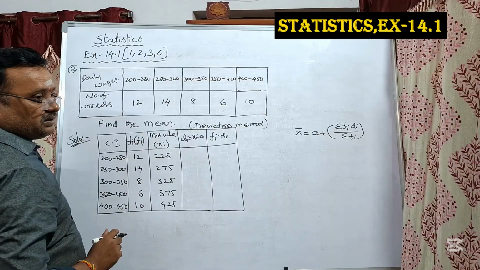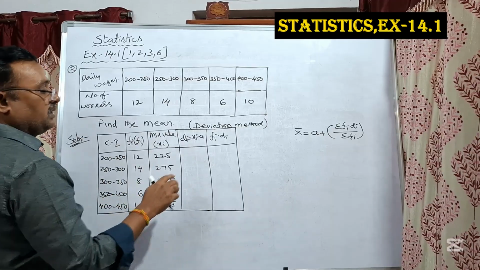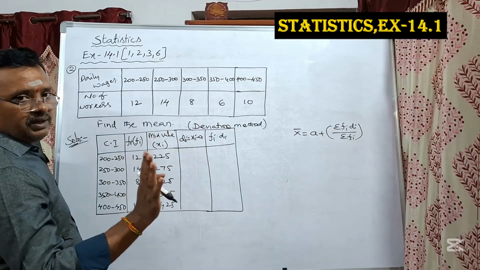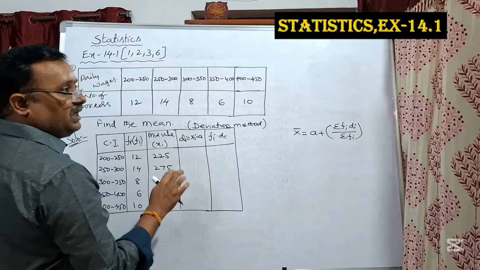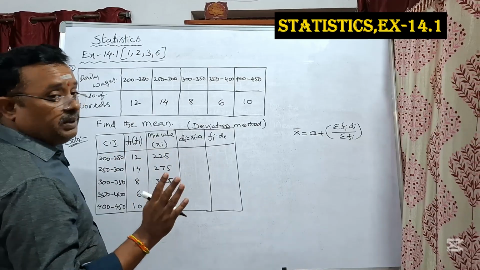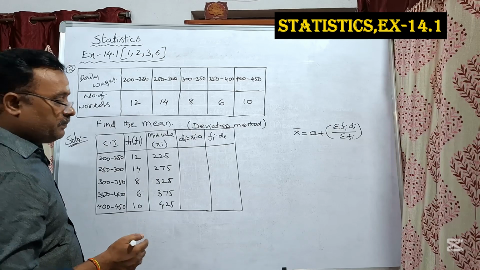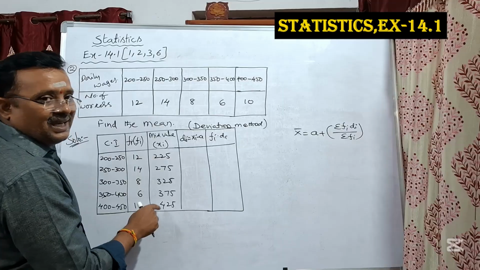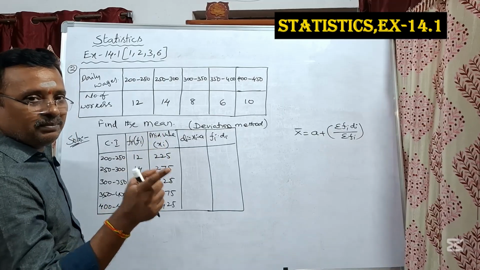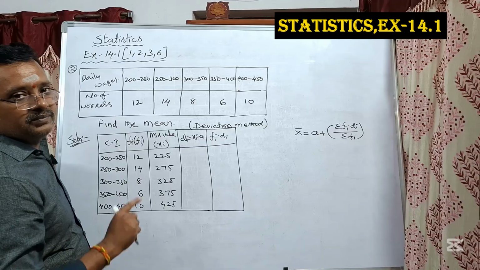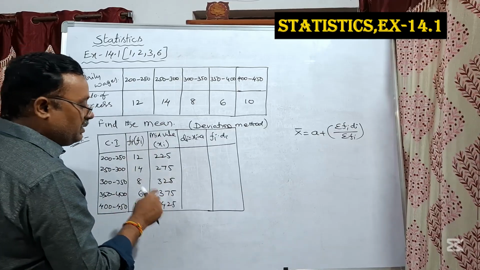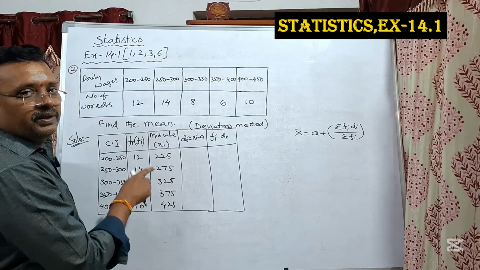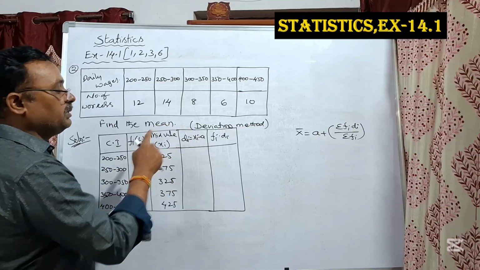Next, di means what? Deviation we want. What is the formula? Xi minus a. Here xi means mid values, very clear for us. So then what is a? A means assumed mean. What is that assumed mean? Among these mid values, from first to last, any one number can be taken as the assumed mean. Either the first one, second one, third one, fourth one, fifth one. Any one can be taken as assumed mean A.